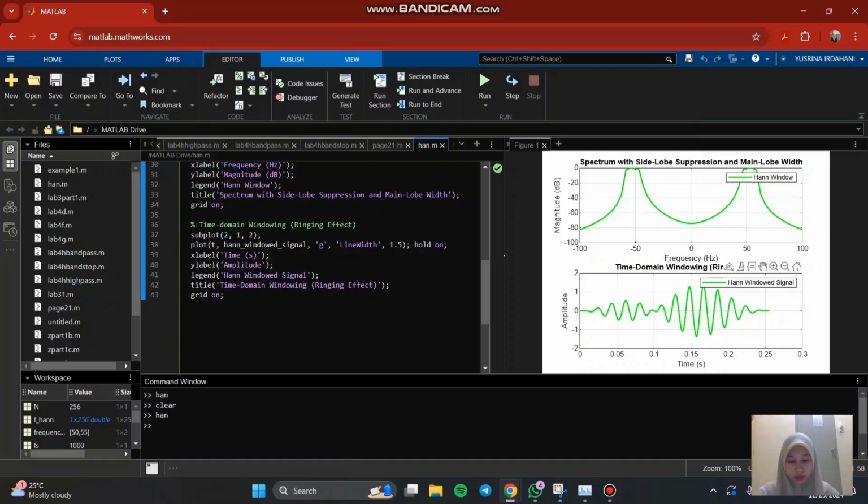This smooth tapering helps to mitigate artifacts in the frequency domain, which is why the Hunt window is commonly used in signal processing. Overall, this result demonstrates the utility of the Hunt window in both the frequency and the time domain. It enhances the clarity of spectral analysis by suppressing side lobes and reducing ringing effects in the time domain. This makes it a valuable tool for analyzing signals with overlapping or closely spaced frequencies.